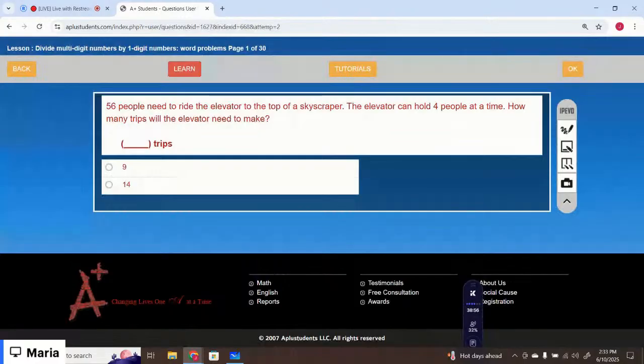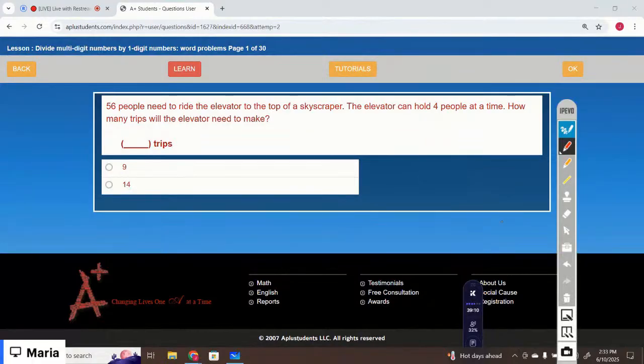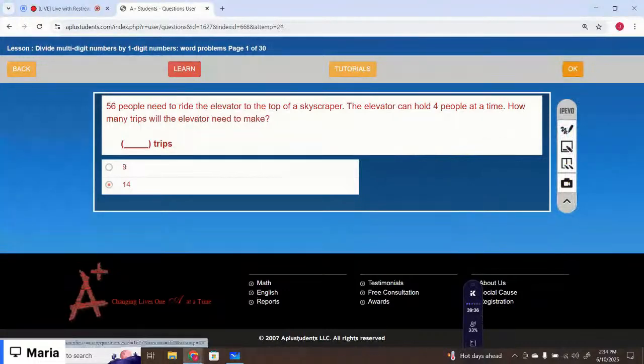If 56 people need to ride the elevator to the top of a skyscraper, the elevator can hold 4 people at a time. How many trips will the elevator need to make? So just divide 56 by 4. 4 times 1 is 4. 5 take away 4 is 1 and bring the next digit down. So 4 times what number is 16? That is 4 times 4 is 16. Option number B is the correct option.